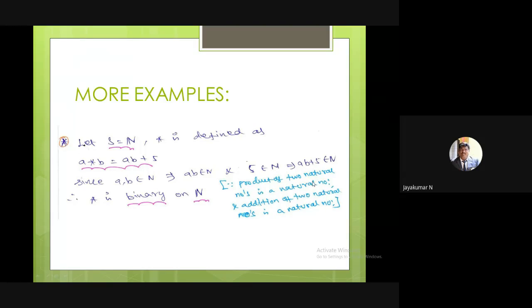Now, whether it is binary or not: it's obviously binary, because if you choose two numbers from N, multiplication is binary in N, so ab belongs to N. And 5 also belongs to N. Then the addition ab plus 5 also belongs to N because addition is binary in N. So we conclude that star is binary in N, because the product of two natural numbers is a natural number, and the addition of two natural numbers is a natural number.